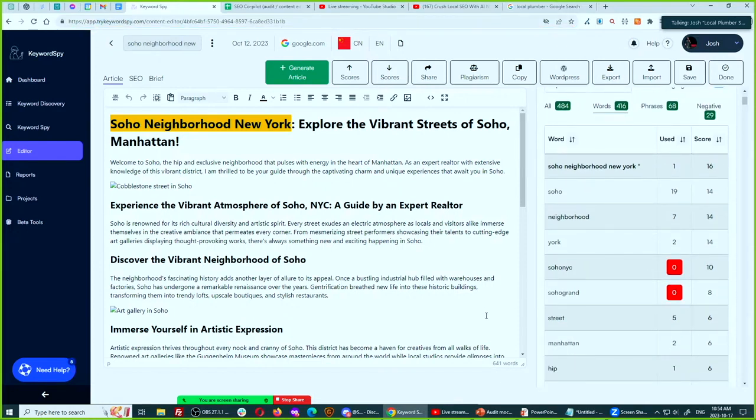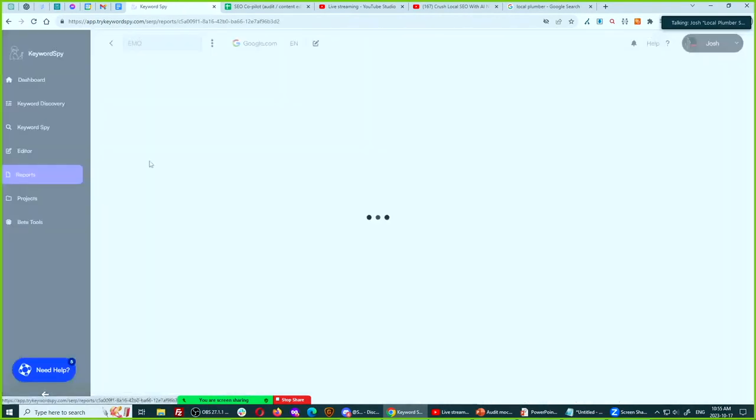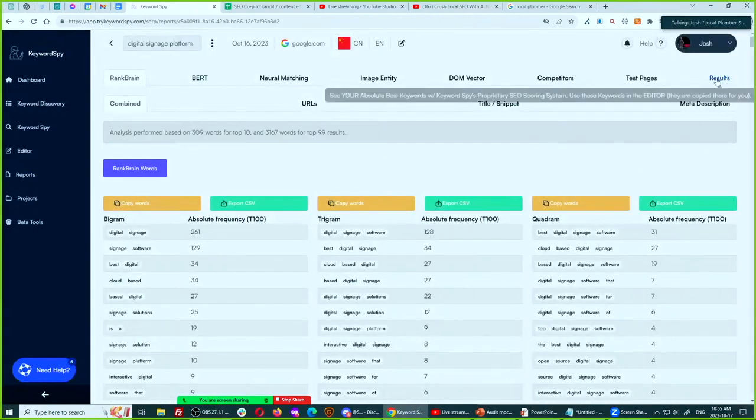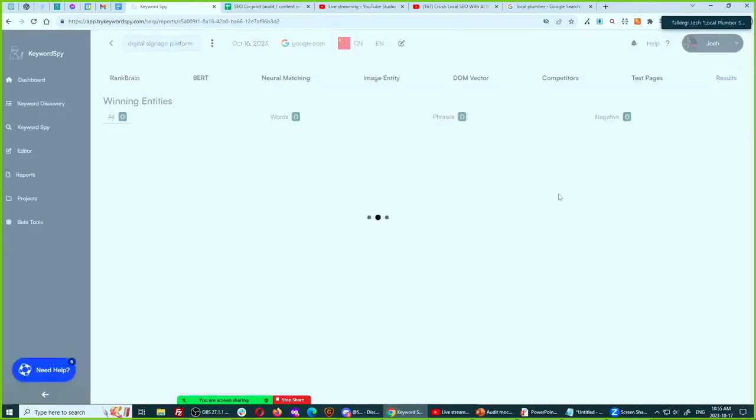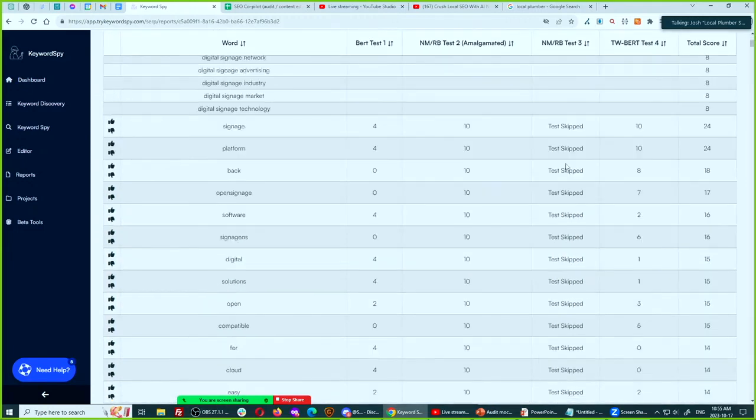Okay, so you're like, okay, Josh, well, how do you do the local SEO with this? Well, it's very simple. This is what you would do for a page. You put it in your page, you rank. But this could also help you, the reports here, as you can see, have a multi-purpose usage, right? You go into the reports, into the results, and here is all your phrases and keywords that you want to be using.